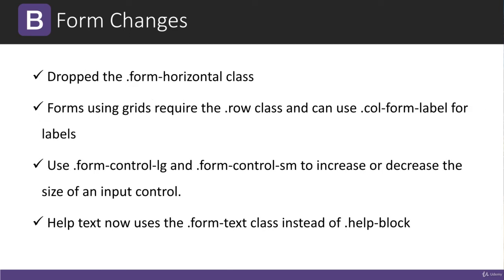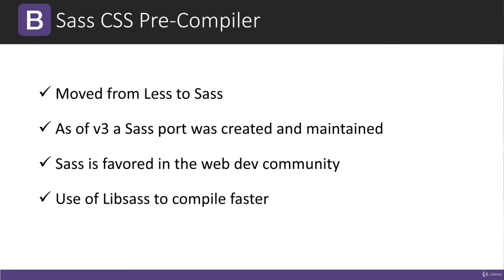As far as forms go, there's been some changes, not much. They dropped the form-horizontal class. Forms using grids require the row class and can use the col-form-label for labels. What I really like is that you can now make large and small text inputs by using the form-control-lg and form-control-sm classes. And then if you want help text under your input, for example, under your text input, you don't use the help-block class anymore. You use form-text. And we're going to go over all that.